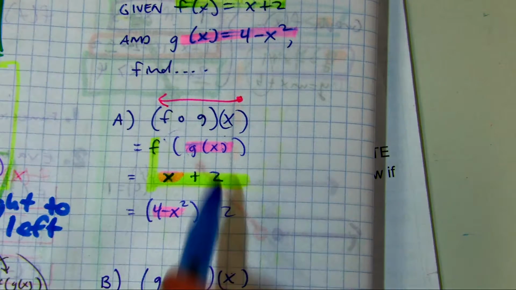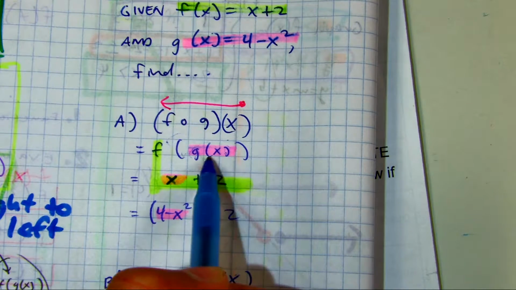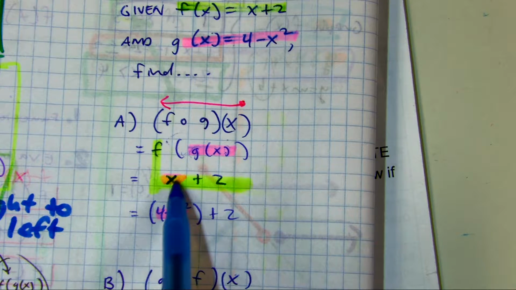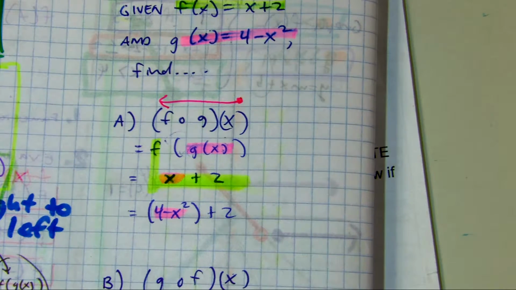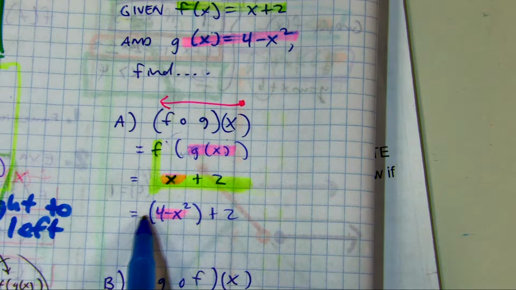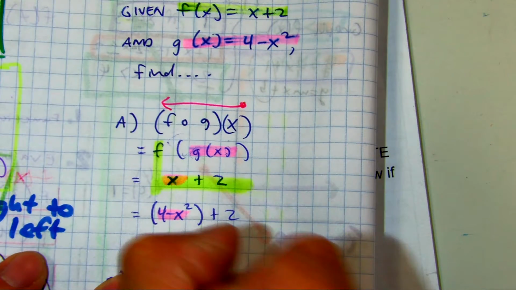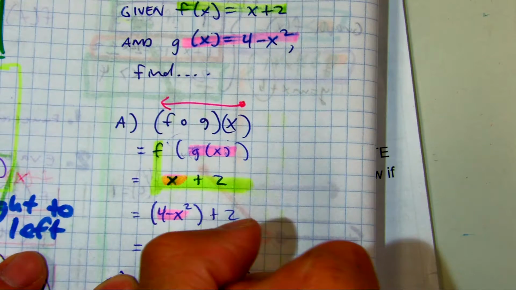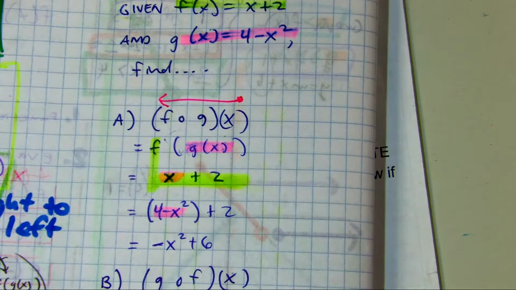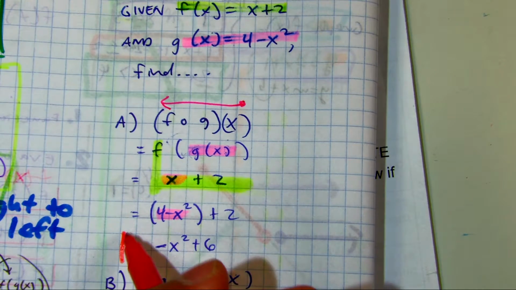So instead of saying f of x, any x value, we're going to put a g there. So I wrote f of x equals x plus 2. Instead of writing x there, we're writing 4 minus x squared. Now, I don't need the parentheses because there's no multiplication or minus sign here, so I can just drop the parentheses and combine like terms. 4 plus 2 is? Negative x squared plus 6 is our answer. F of g of x is negative x squared plus 6.